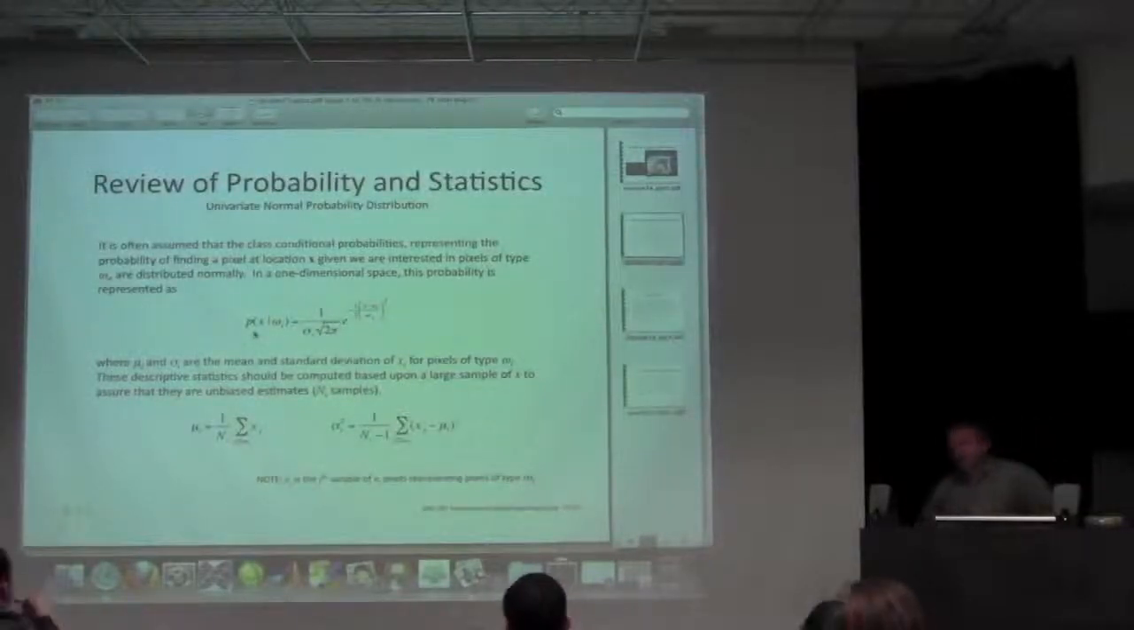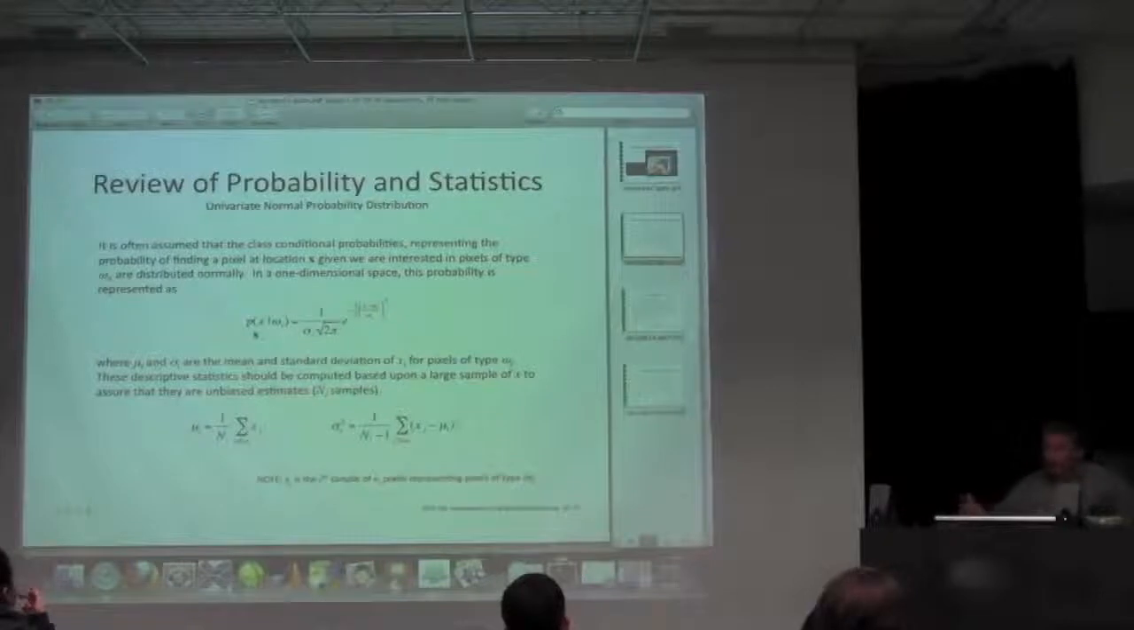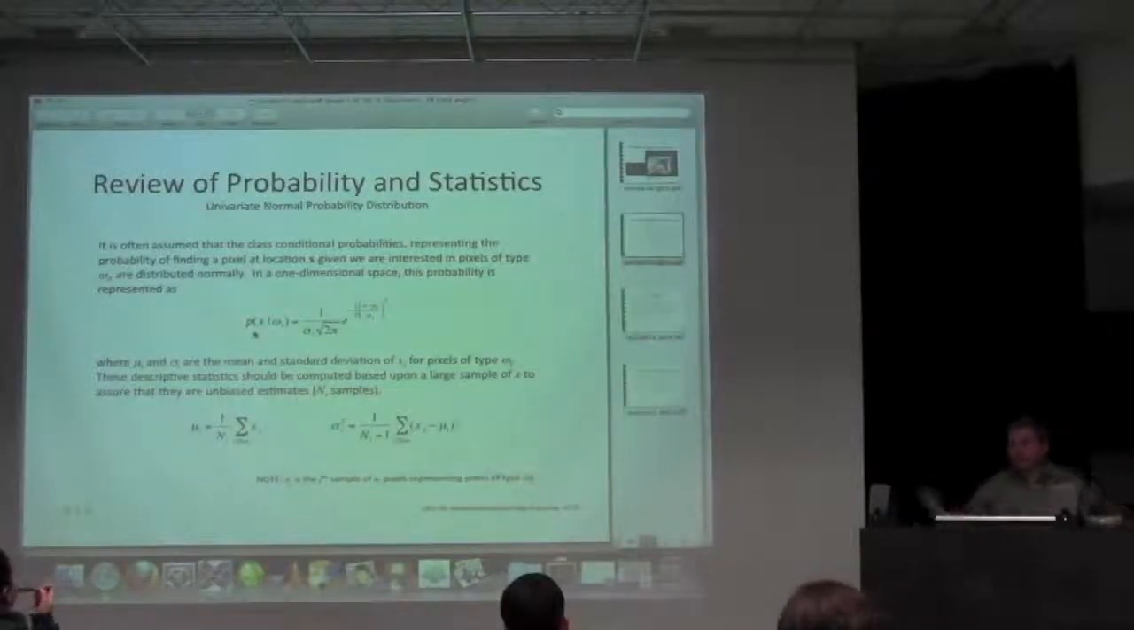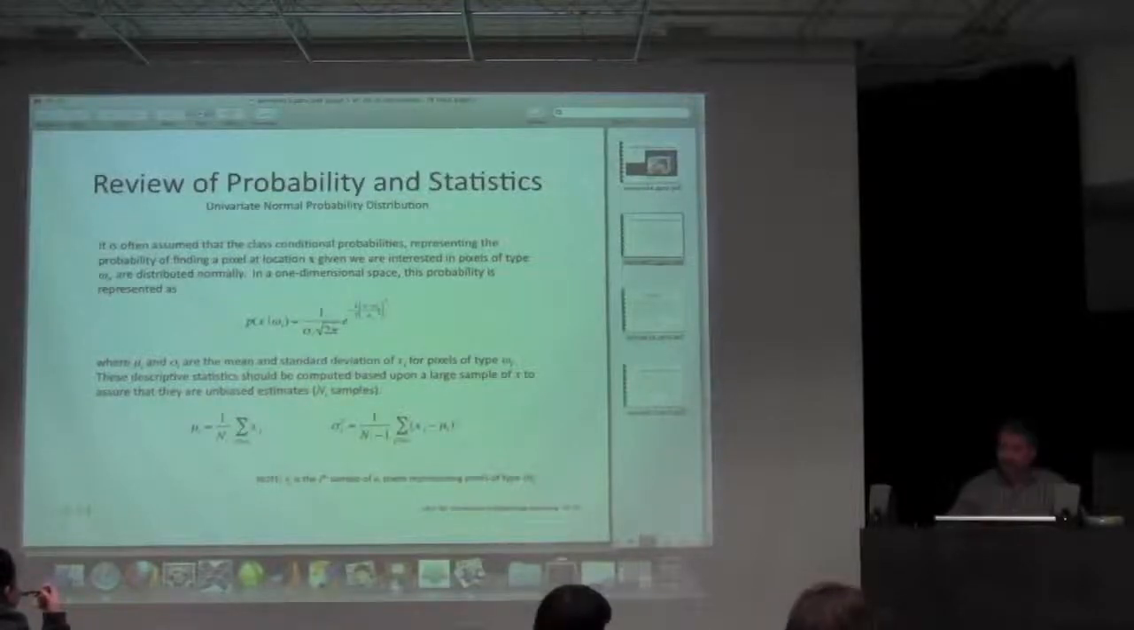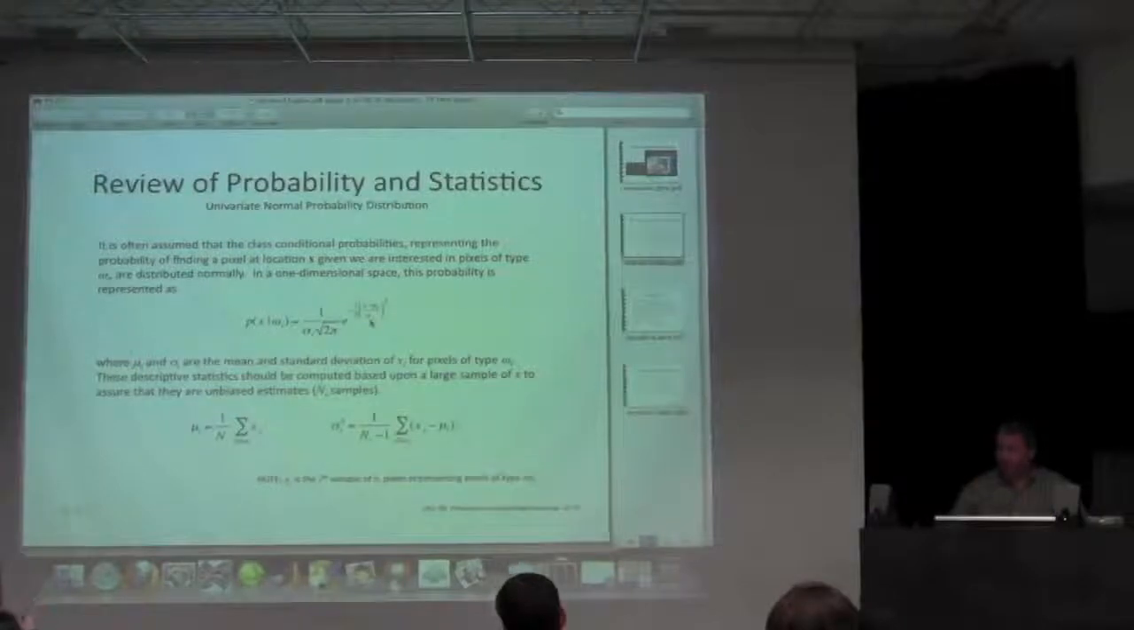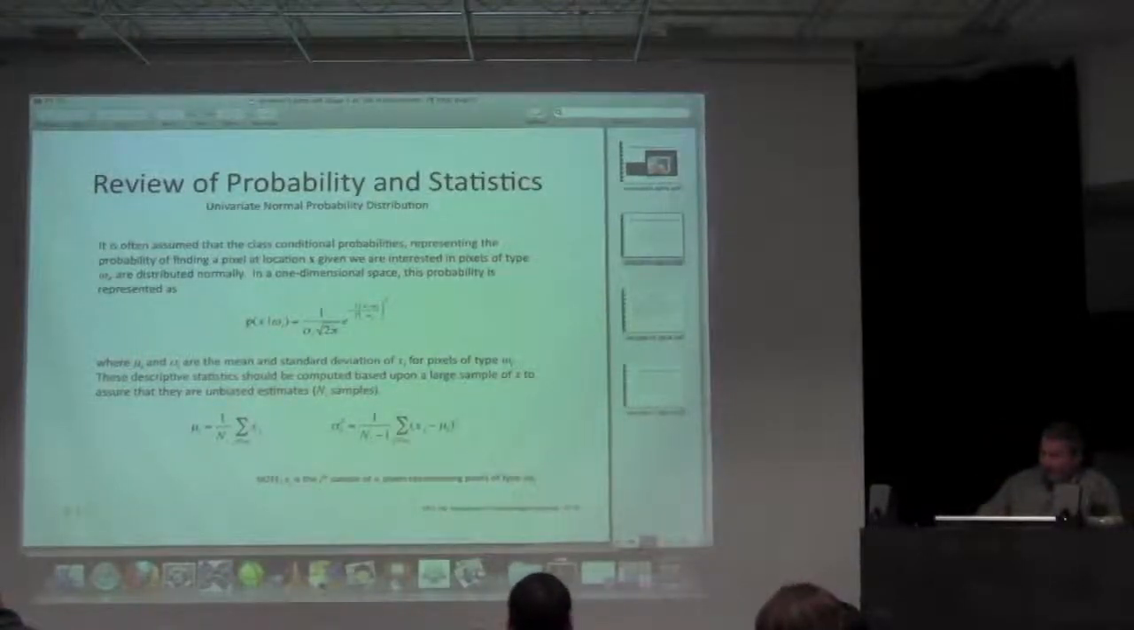So if I went into my scene and I picked out a series of pixels and said that they were asphalt, I can compute for that set of pixels the mean and the variance, right, if I was just using one band. And I can represent that probability density function as a Gaussian. Right? This is a Gaussian distribution. You have your z-score up here, you have your scaling factors out here. This will give you your Gaussian distribution.